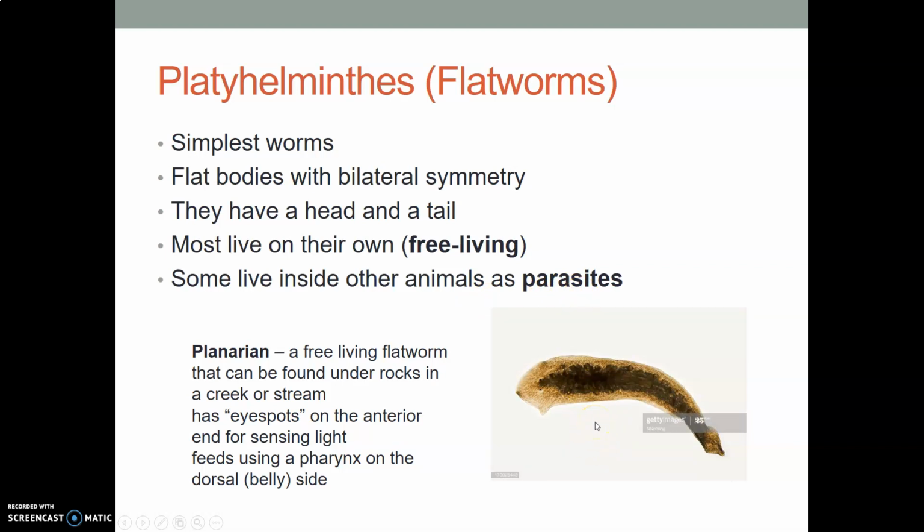This is a picture of a planarian, which is a free-living flatworm. This is not a parasite worm, and you can find planaria underneath rocks in fresh water, like a creek or a stream. If you look, planaria have eye spots. They're not eyeballs because they're not that advanced, but they're spots that act like eyes that can sense light. And this worm has one opening on his ventral side. There's a typo right there. Ventral side, belly side, and that's where he eats and also where he gets out the waste. Just one opening for eating and pooping.